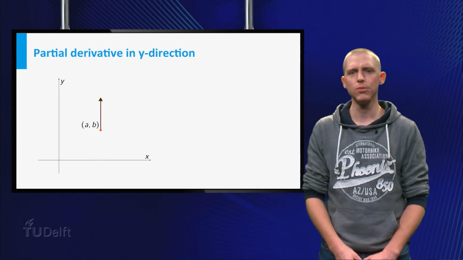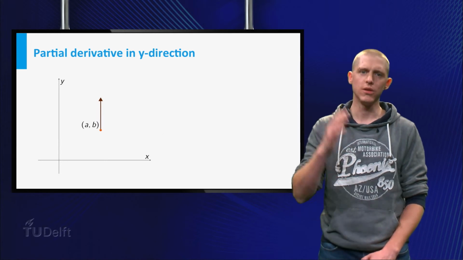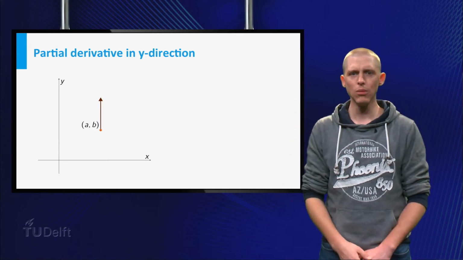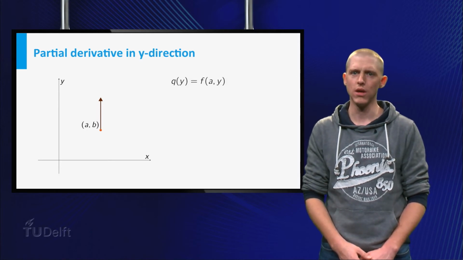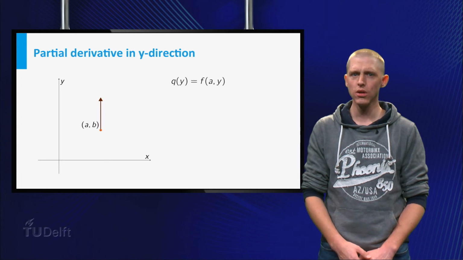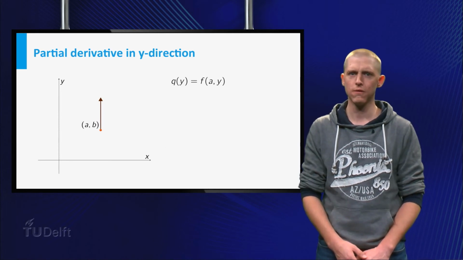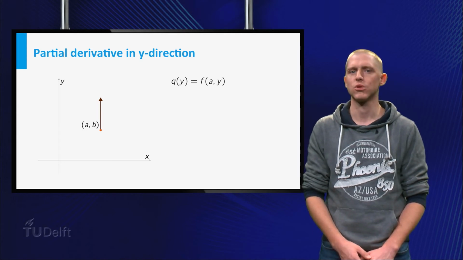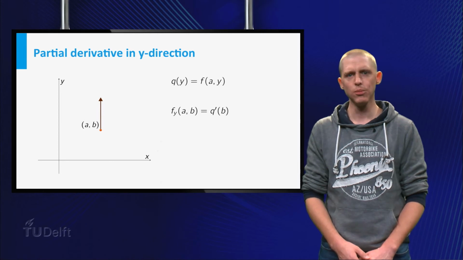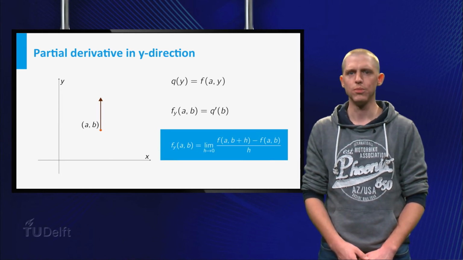Similarly, we could be interested in the rate of change of f when (x, y) moves away from (a, b) in the y direction. Then we would consider the function q defined by q of y is f of a and y, which is a function of the single variable y. The partial derivative of f with respect to y in the point (a, b), denoted by f subscript y of (a, b), is simply defined as the derivative of this function q in the point b.